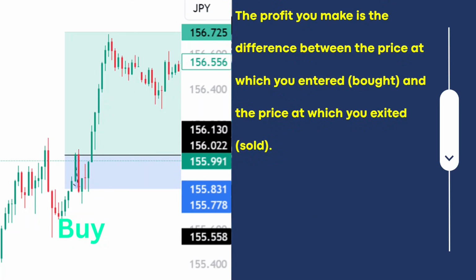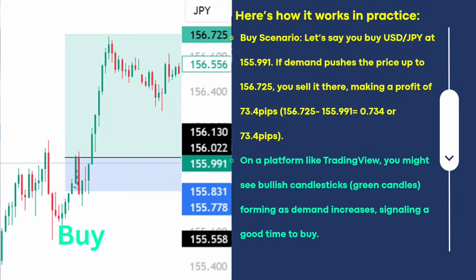The profit you make is the difference between the price at which you entered, bought, and the price at which you exited, sold. Here is how it works in practice. Let's look at the buy scenario. Let's say you buy USD JPY at 155.991. If the demand pushes the price up to 156.725, you sell it there, making a profit of 73.4 pips, which is found by subtracting 156.725 minus 155.991 equals 0.734, or 73.4 pips.